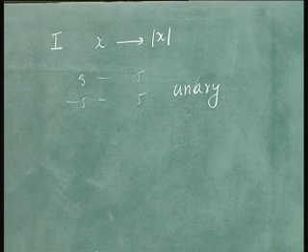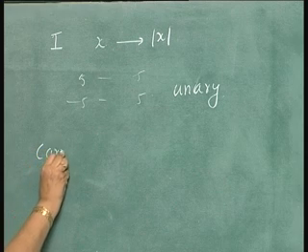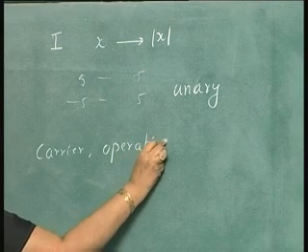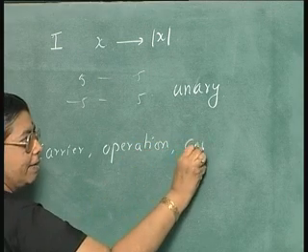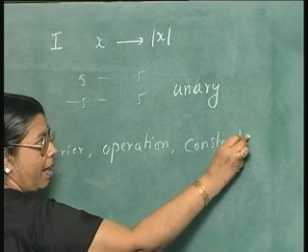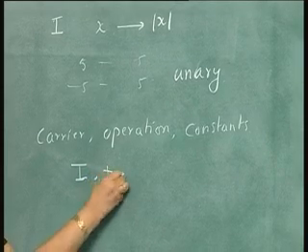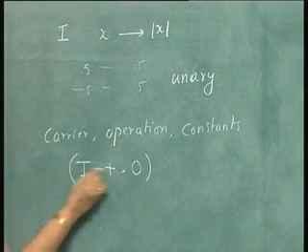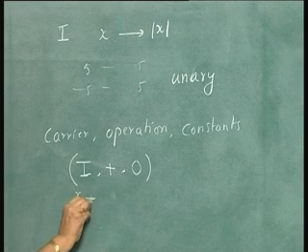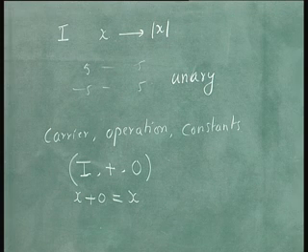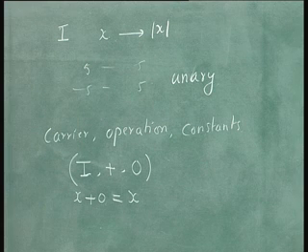So, in an algebra, first you have to specify the carrier, then the operations, then there are certain things called the constants of the algebra. For example, if you take I, the set of integers, and the binary operation plus, and take 0 as the constant, you know that for any x, if you add 0, you only get x. This 0 has a particular property. When you add it to any number, you get the same number. That is called an identity element of the algebra.